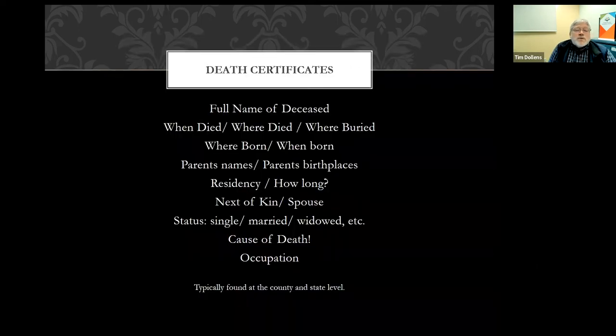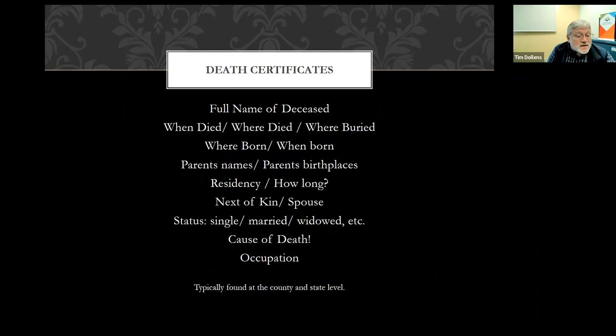Now, what records would you normally get from a death certificate about your ancestor? The full name of the deceased, when and where they died, and maybe where they're buried, their birthplace and when, and parents' names and birthplaces. Residency is a really cool one and very important, because sometimes a person dies in a facility or near a child, but it's not their regular residency. So you might be able to find out how long a person lived in a certain area and then look in the previous home for other records, maybe the home they had all their lives, or the actual farm they lived on as opposed to a hospital. And of course, next of kin: generally the spouse or a child is listed, or who the informant is.